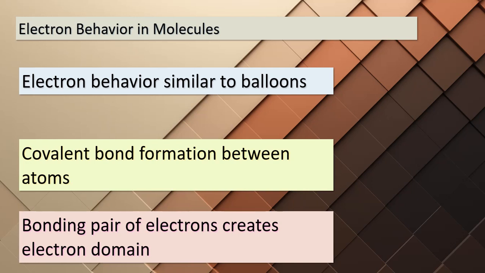Now, remember that not all electrons are involved in bonding. We discussed this earlier when we learned about non-bonding pairs or lone pairs of electrons. These also create electron domains, but they're primarily located around a single atom.